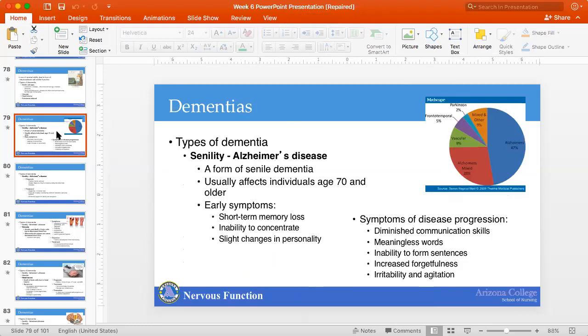So looking a little bit deeper into senility and Alzheimer's disease, it usually affects individuals age 70 and older. Early symptoms: short-term memory loss, inability to concentrate, and slight changes in personality. As the disease progresses, you'll start seeing diminished communication skills, meaningless words, inability to form sentences, increased forgetfulness, irritability, and agitation. So you can see it starts sort of simple and then progresses to a significant amount.